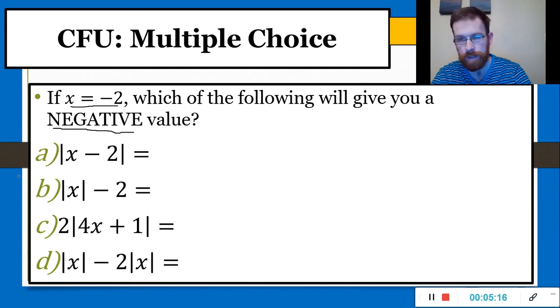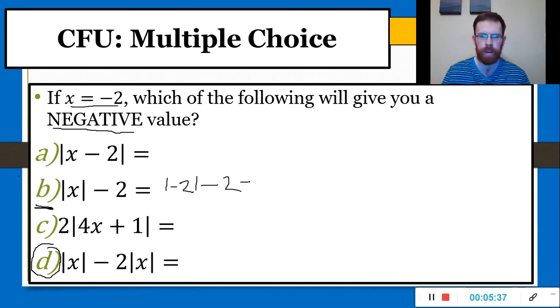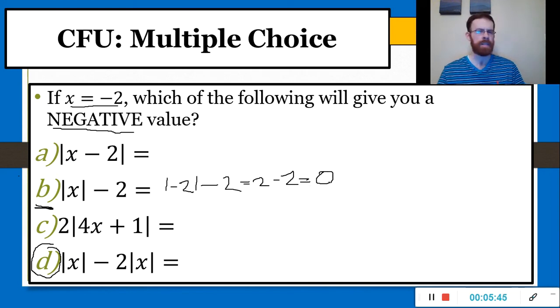When you're counting seconds, 5 seconds go by very slowly. So, alright, ladies and gentlemen, the answer to this one is D. Now you might say, wait a second, Mr. K, B doesn't give you a positive value, because that's going to be absolute value of -2 minus 2, which gives me 2 minus 2, which gives me 0. That's not positive.